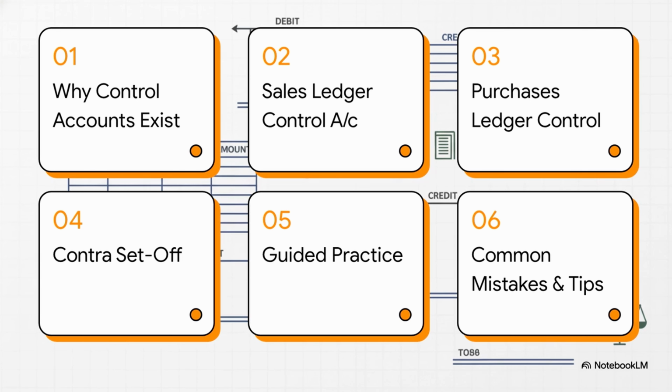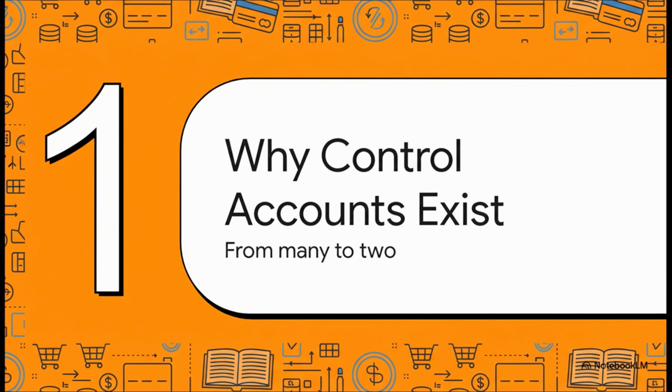We'll start with the why behind control accounts. Then we'll break down the two big ones: sales and purchases. We'll tackle something called a contra set-off. Don't worry, it's not as complex as it sounds. Then we'll walk through a real exam question and finish up with some key tips to avoid common mistakes. Let's get going.